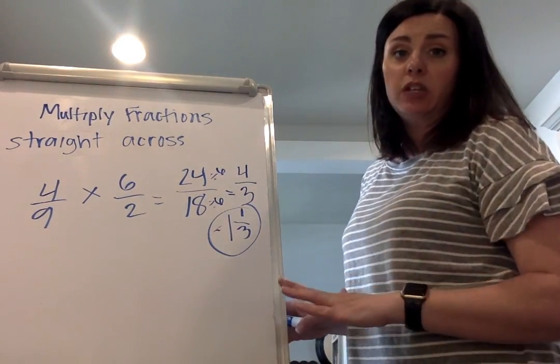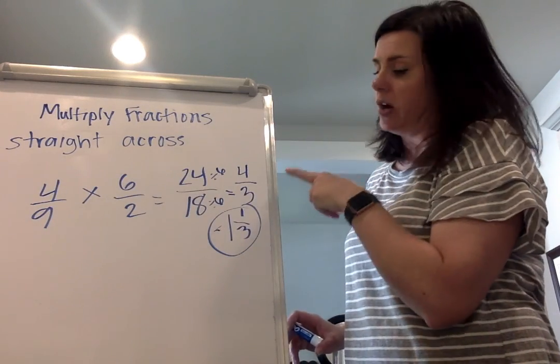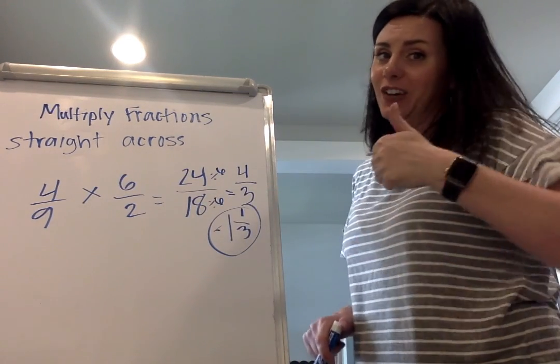If cross reducing is giving you a headache, then just multiply straight across and reduce at the end. Okay? Good luck. You got this.